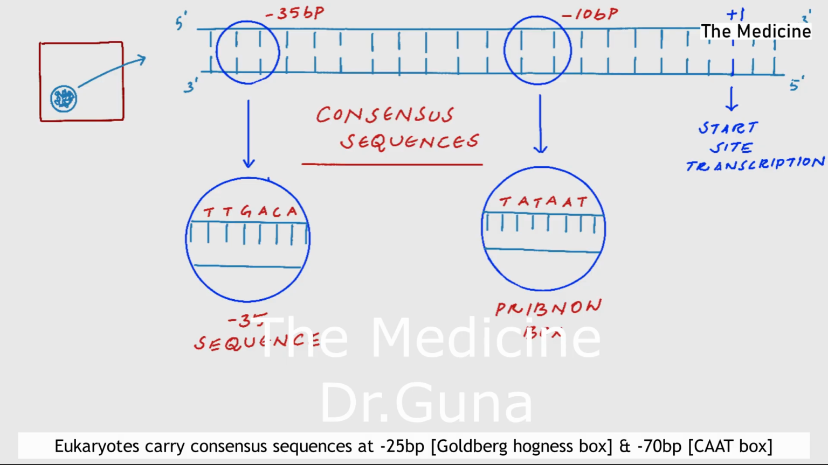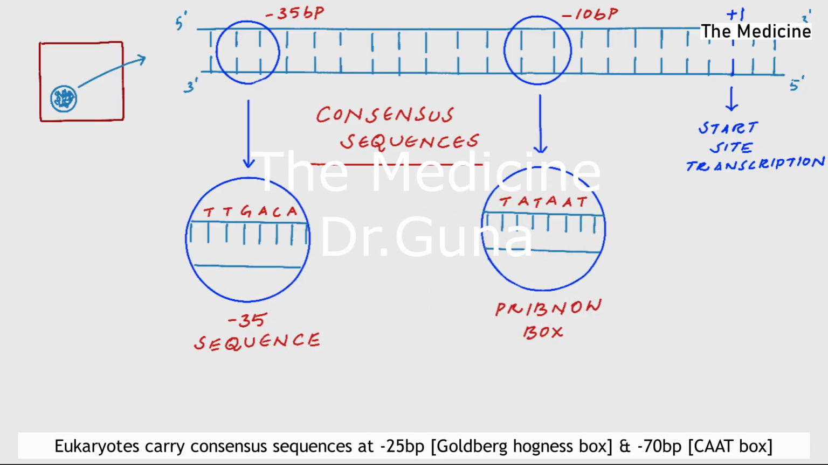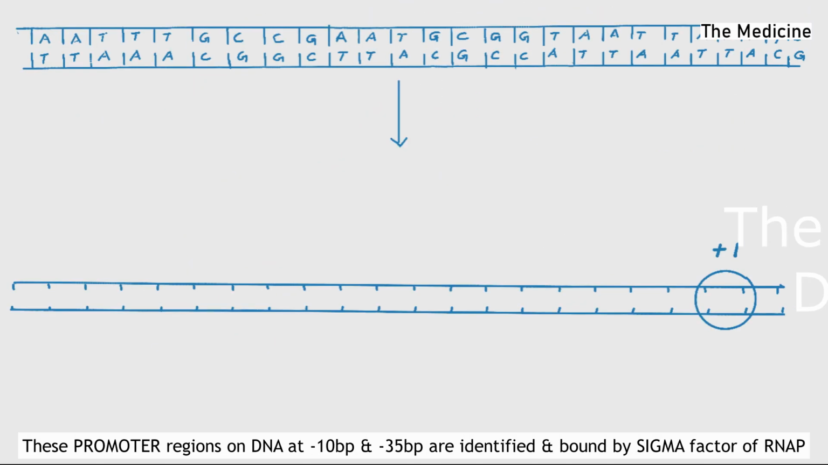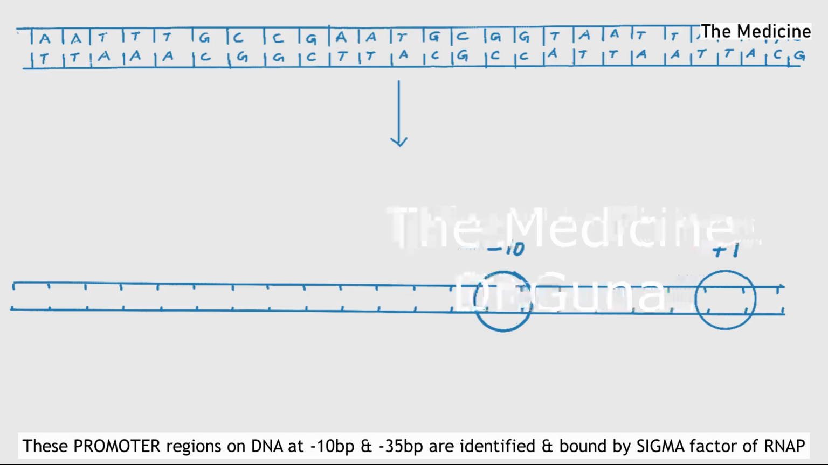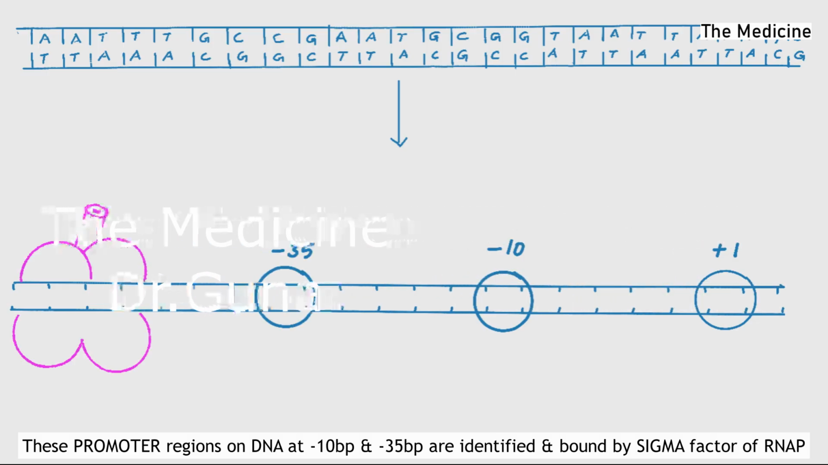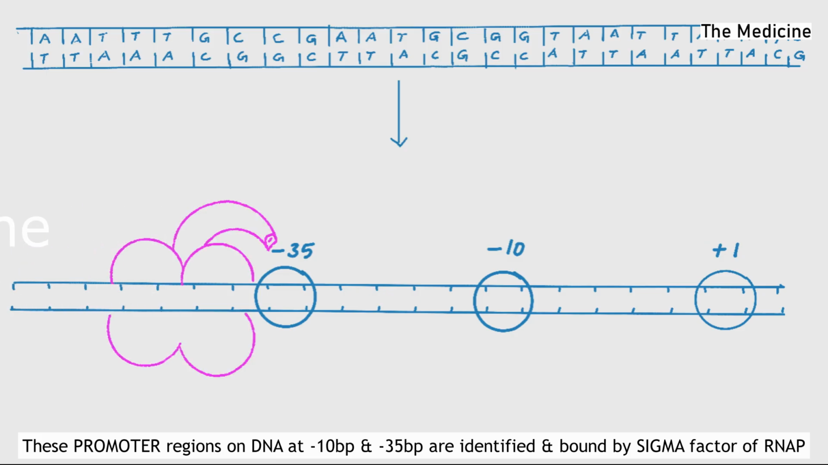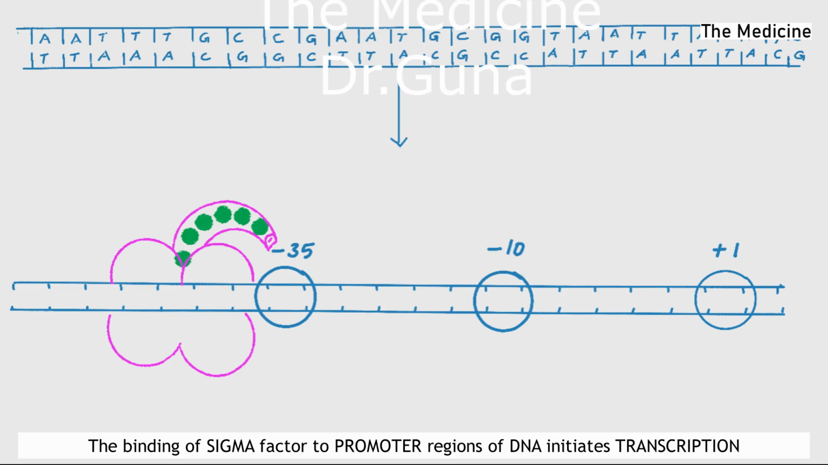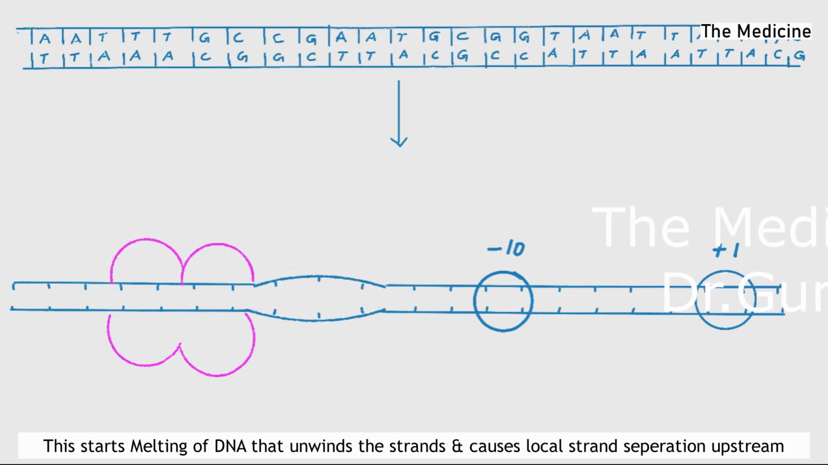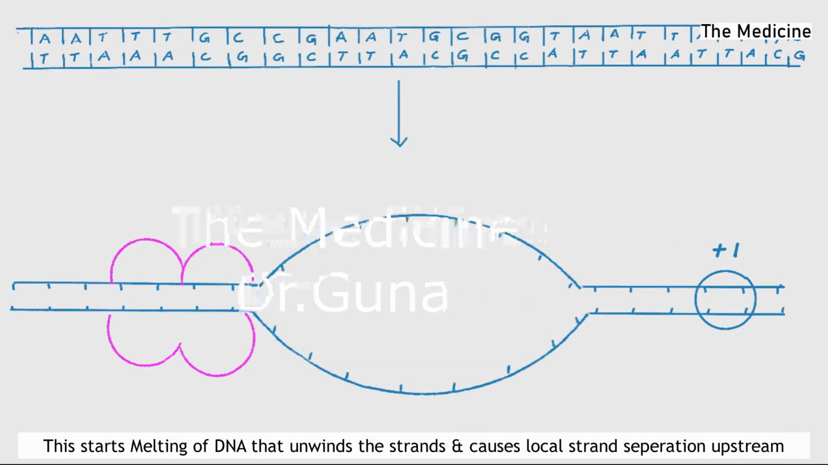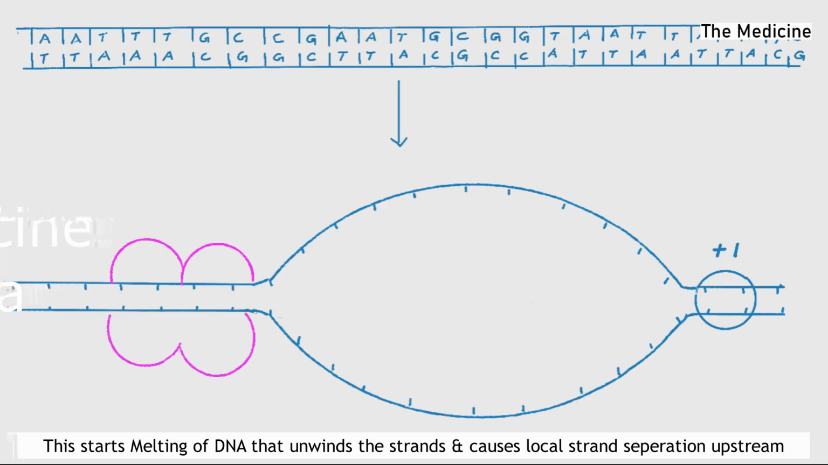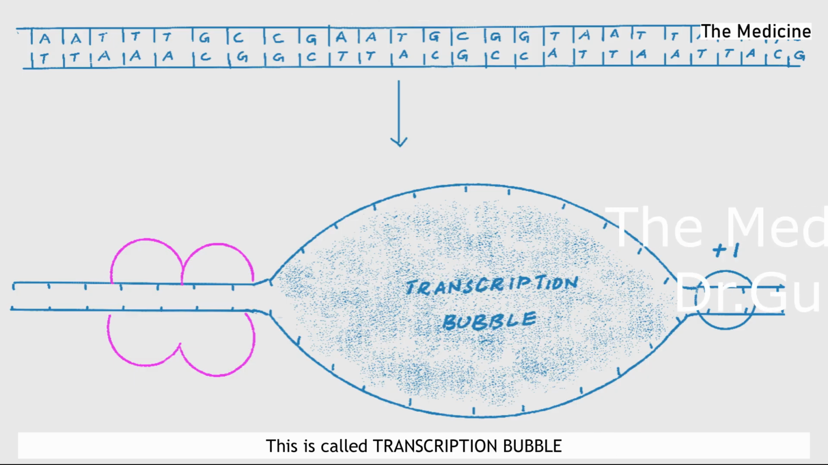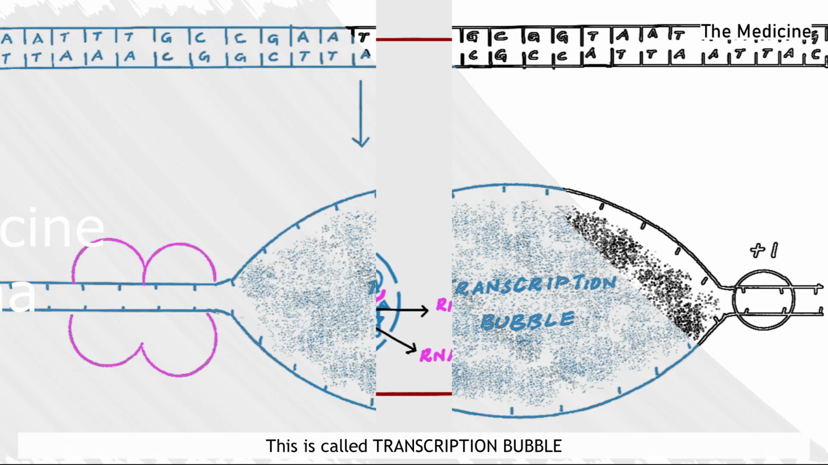Eukaryotes carry consensus sequences at -25 BP and -70 BP called Goldberg-Hogness box and CAT box. These promoter regions on DNA at -10 BP and -35 BP are identified and bound by the sigma factor of RNA polymerase. The binding of sigma factor to promoter regions of DNA initiates transcription. This starts melting of DNA that unwinds the strands and causes local strand separation upstream. Strand separation raises the local nucleoplasm like a bubble. This is called transcription bubble.